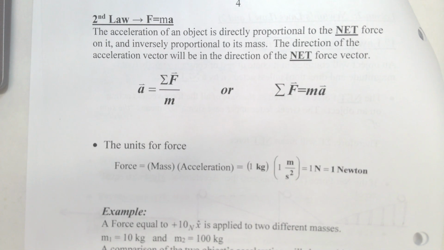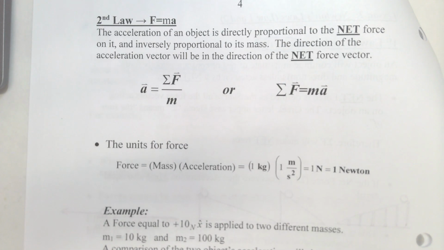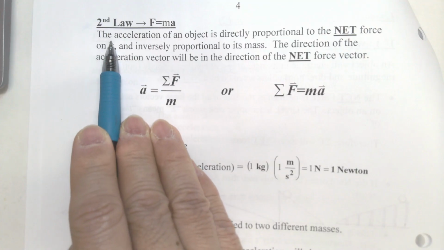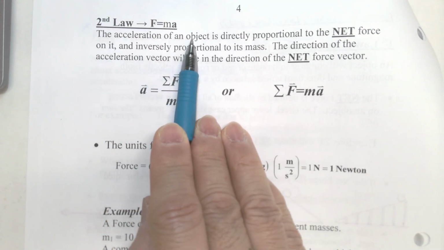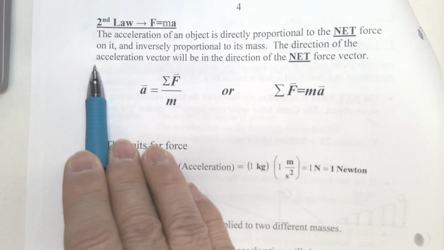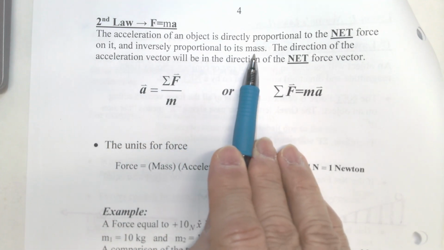Second law for Newton is F equals ma. So first law is the law of inertia. The second law is F equals ma. So what does that mean? He stated that the acceleration of an object is directly proportional to the net force acting on it and inversely proportional to its mass.